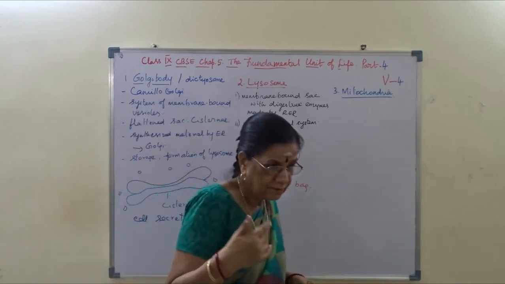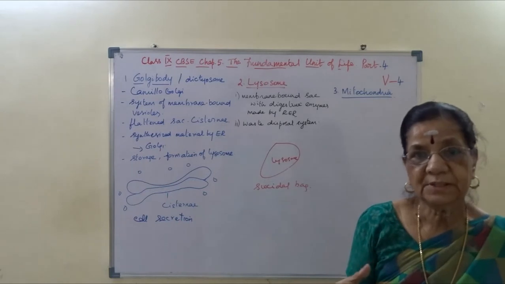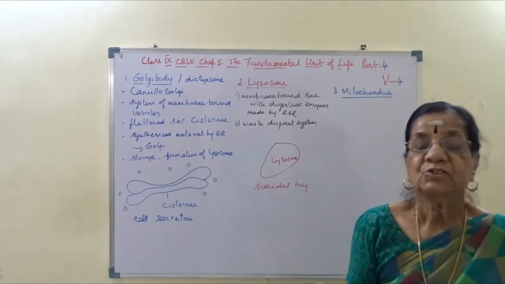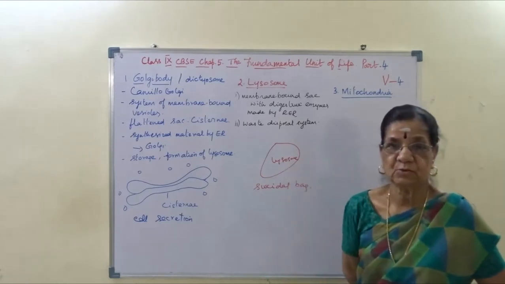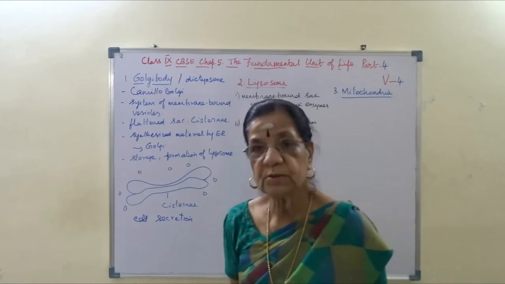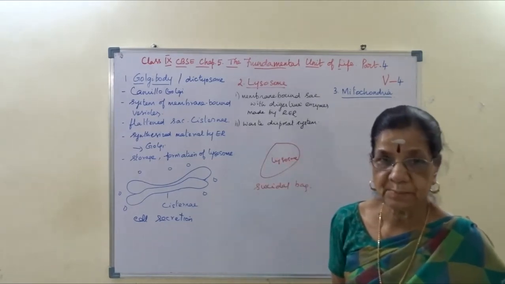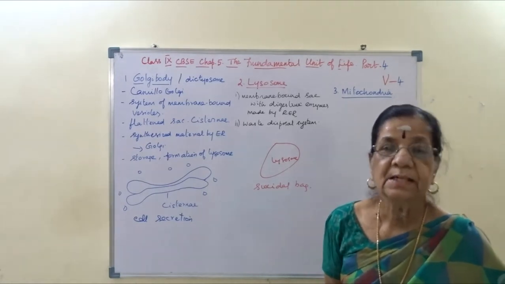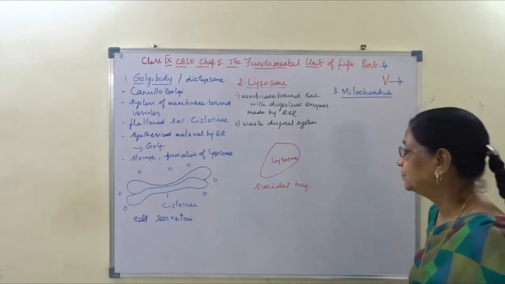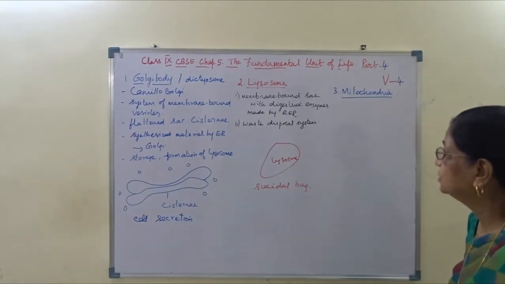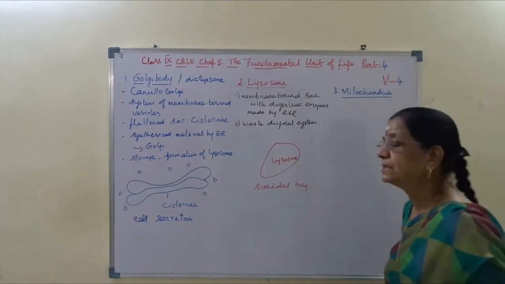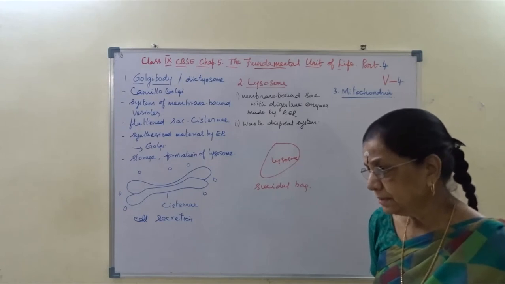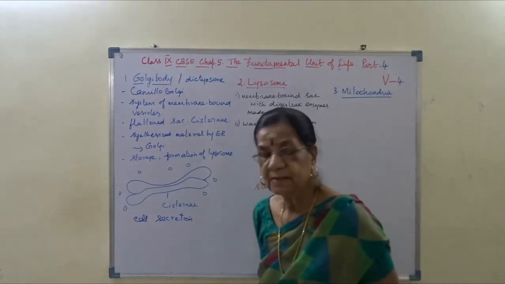What does it mean? Whenever the cells get destroyed, they have to be dumped together somewhere, is it not? So that dumping place is the lysosome. In a cell, whenever something gets worn out or damaged, it has to be thrown out to a place within the cell, and that place is the lysosome. That is why it is a suicidal bag. So it is a membrane bound sac with digestive enzymes made by rough endoplasmic reticulum, and it is a waste disposal system.